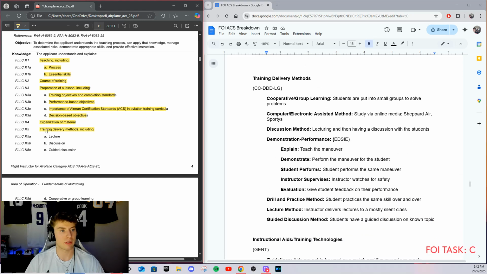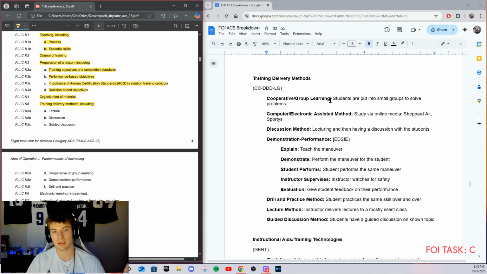And then we have training delivery methods. These won't really apply as much for CFIs, but these are just overall different ways to teach a student or multiple students. So I'll just go in order down here and then I'll check them off on the ACS. So cooperative and group learning. I did CC, DDD, LG. There's just a lot of these, so that made the most sense to me. I can remember that one in my head.